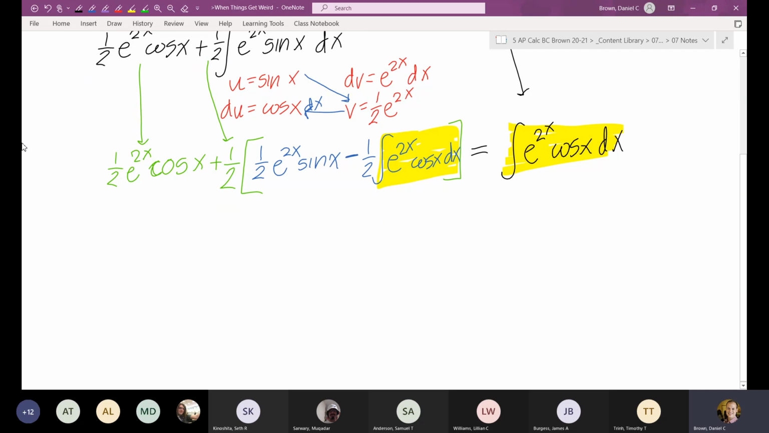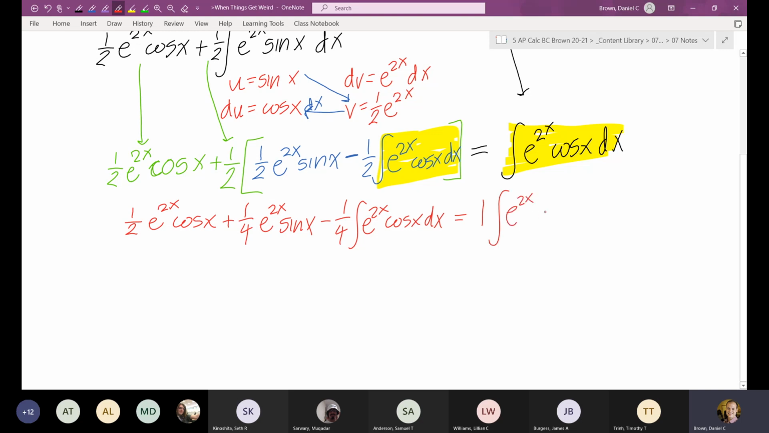I'm going to rewrite it real quickly just to distribute that 1/2 across. We do still want to make sure we're doing proper algebra. So right now my entire antiderivative looks something like this: 1/4 e to the 2x sine of x minus 1/4 integral of e to the 2x cosine of x dx. And this is equal to 1 integral of e to the 2x cosine of x dx. I put that 1 there just to think about it like we're saying 1x.